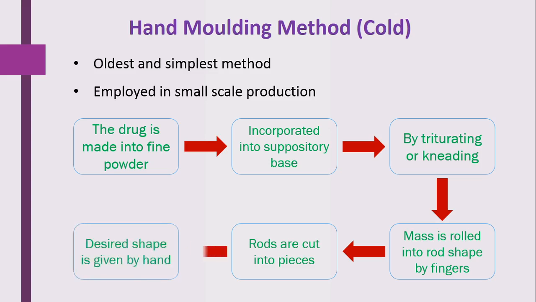After that, the pieces are converted into the desired shape, given by the hand. So by using this method, suppositories are made. It is the simplest method, but this particular method is used for small scale preparation.